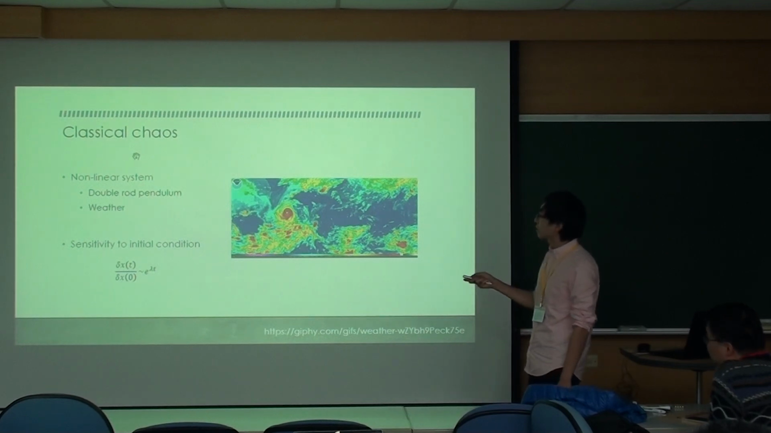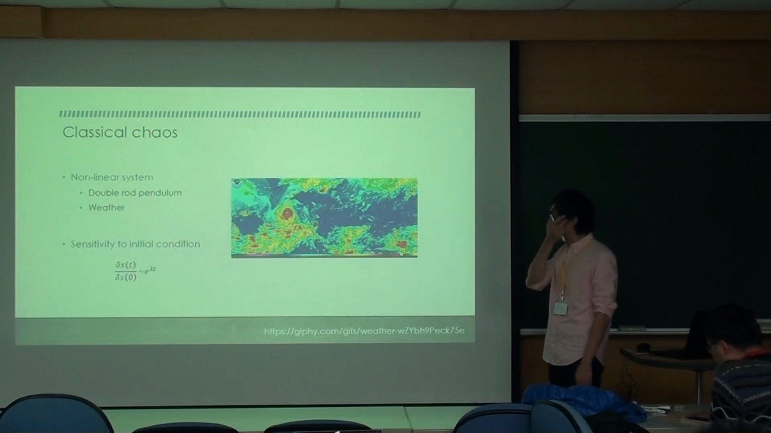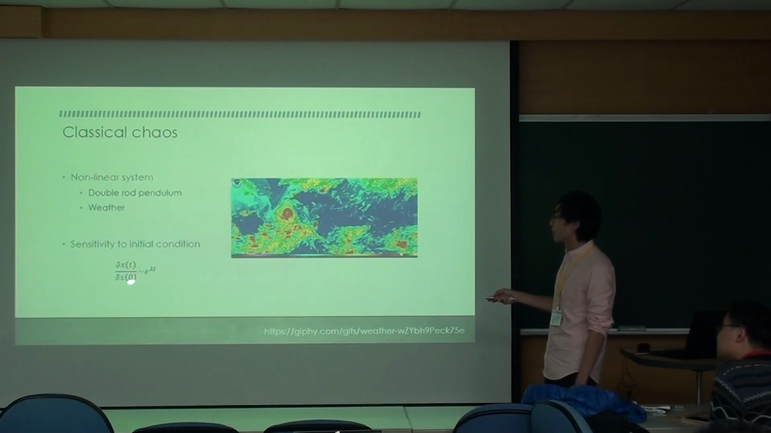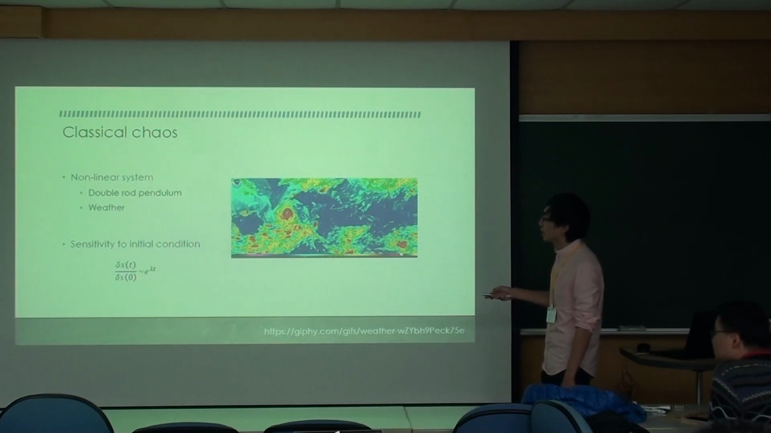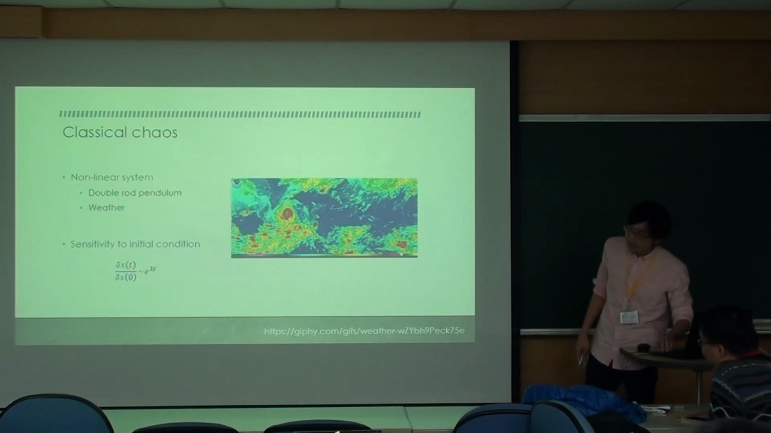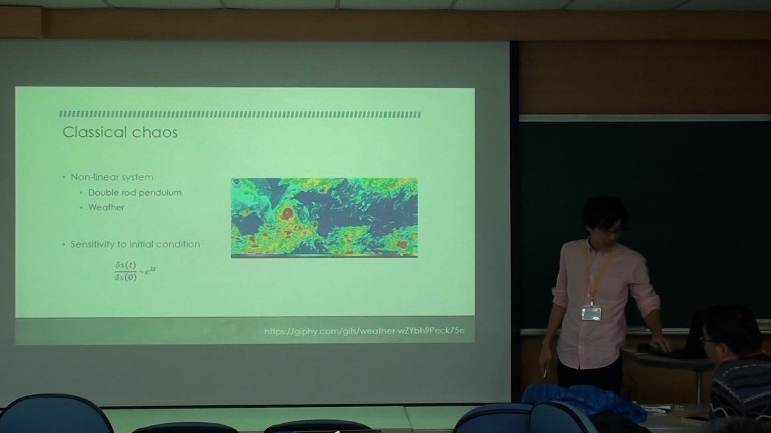And in classical chaos, one of the easier conditions to understand is that if we perturb the initial condition a little bit, then at later time t the deviation grows exponentially quickly. This is one of the signatures of a chaotic system.